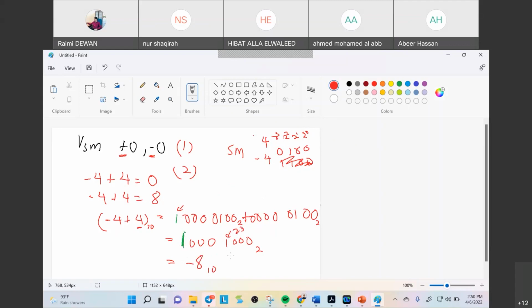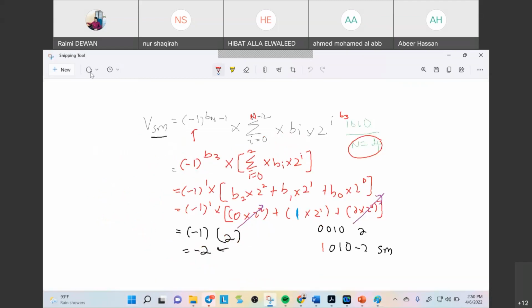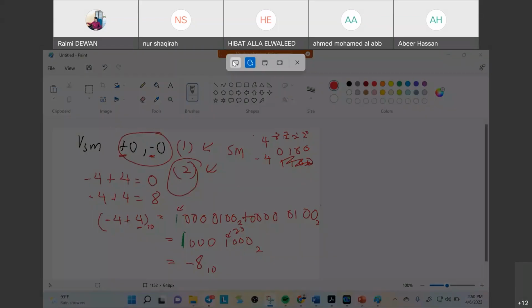Now you understand, right? There are two drawbacks of using sign magnitude. First, 0 has two representations. And then you cannot add numbers that have the same magnitude but different sign. It will not compute properly when you want to do the addition.